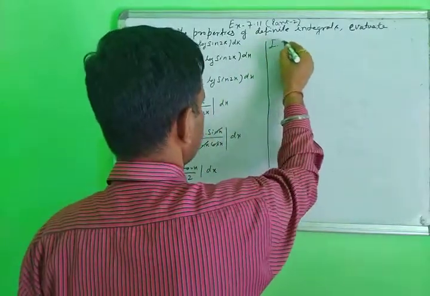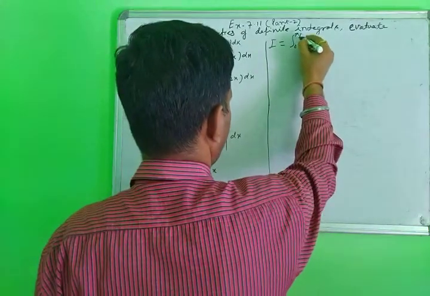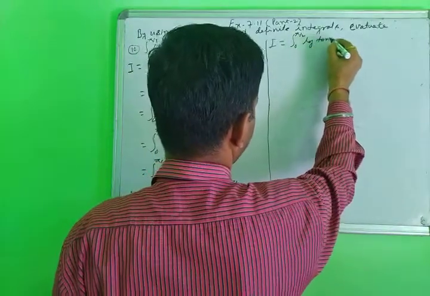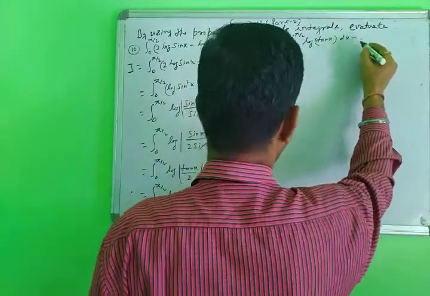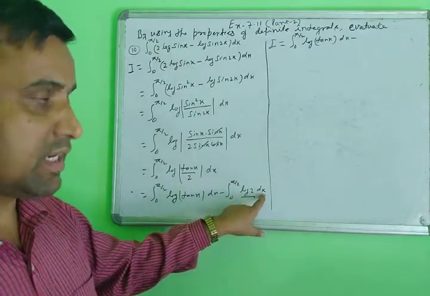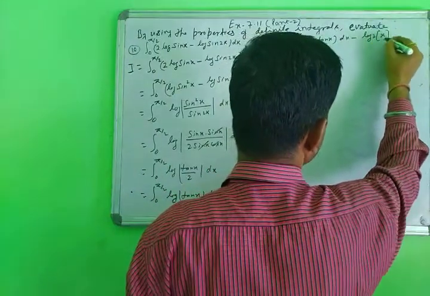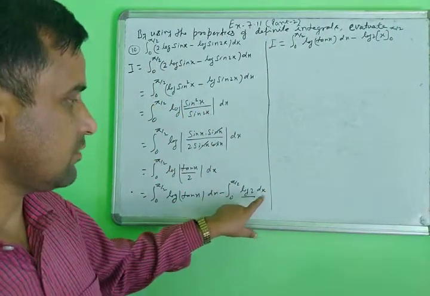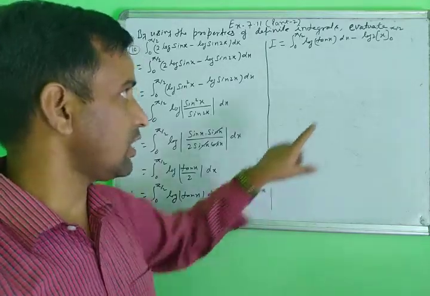Here the value is I equals the integral from 0 to pi by 2 of log tan x dx minus the integration of only dx. Log 2 here is a constant, so you will integrate only dx. So here you have log 2 times x from 0 to pi by 2. What is the integration of dx? It is x, and log 2 is a constant.